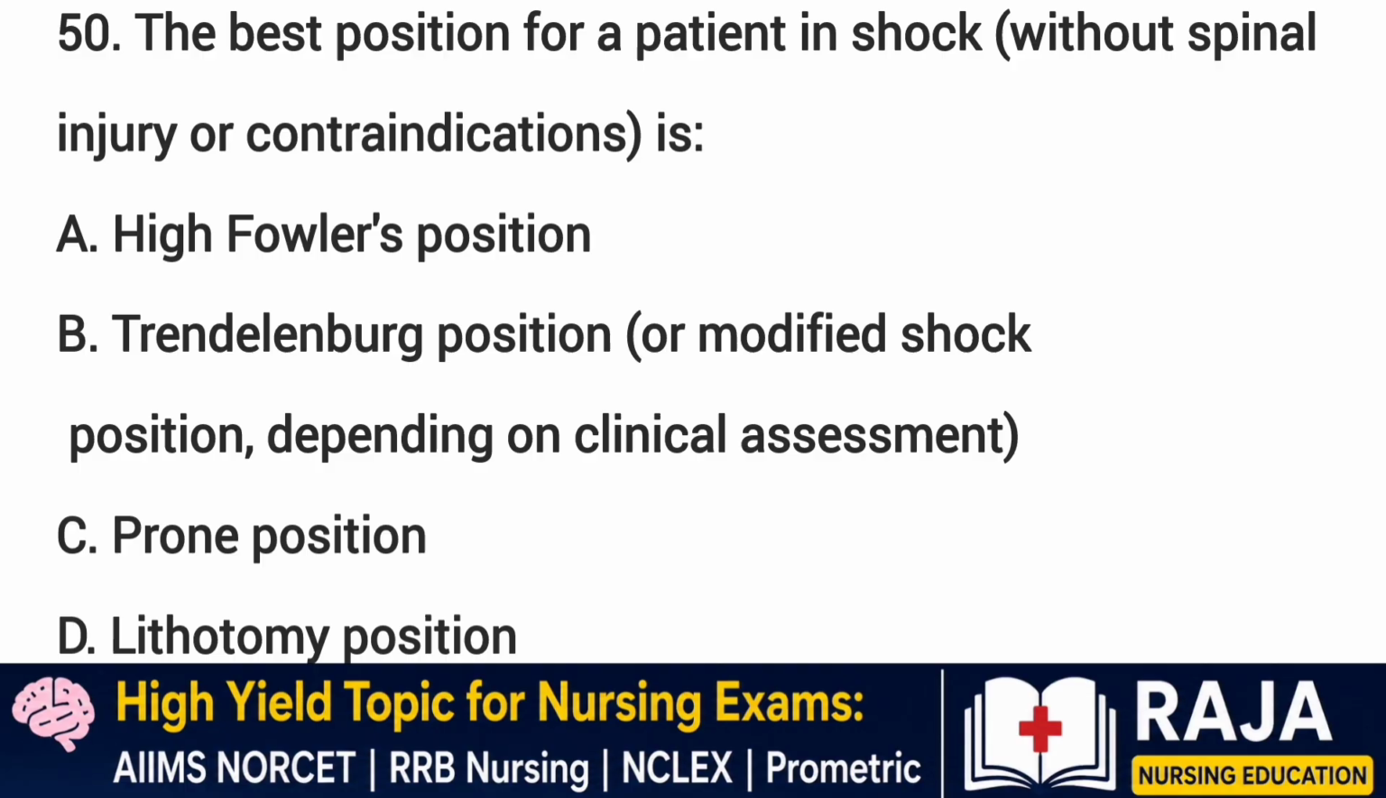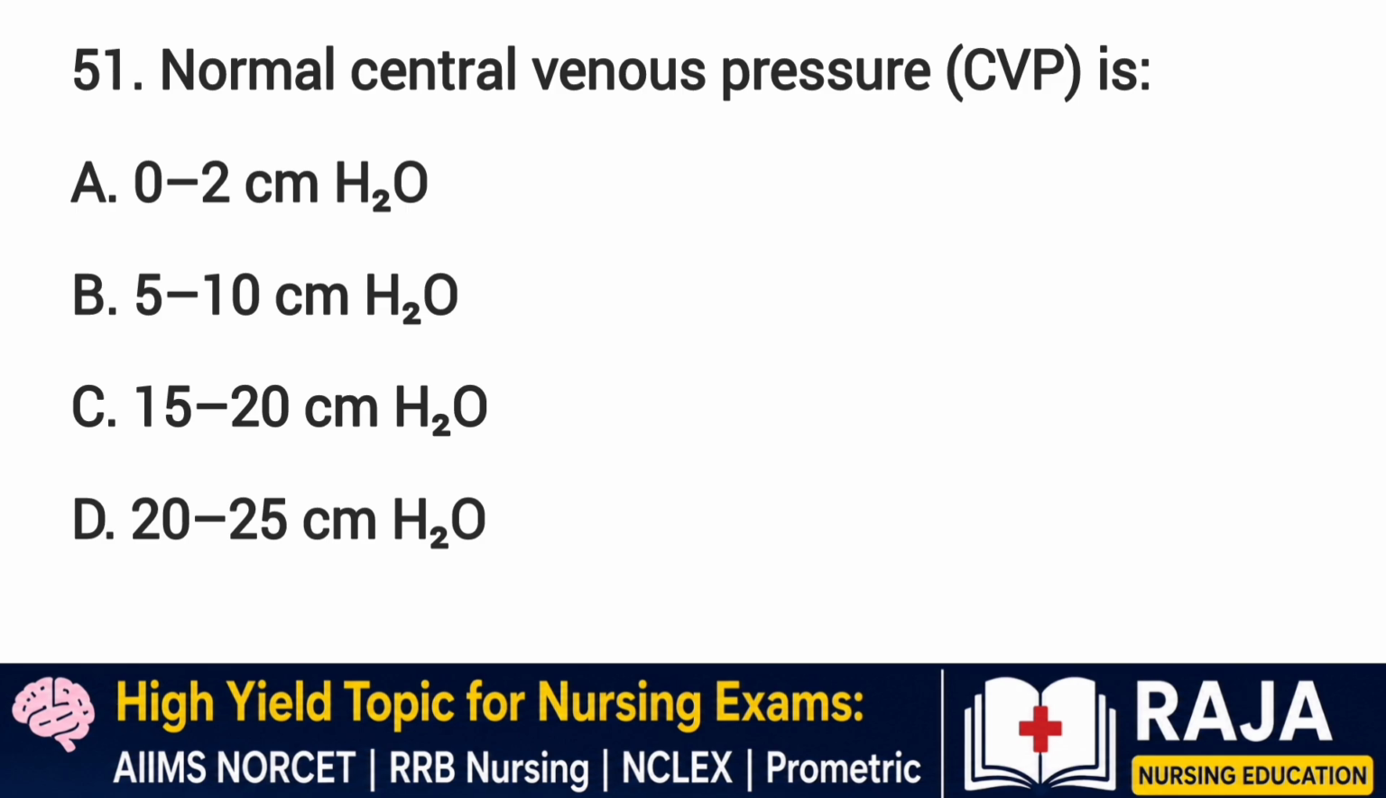The best position for a patient in shock without spinal injury or contraindication is? Trendelenburg position is the most effective position for the patient in shock. Normal central venous pressure is? The option is B. 5 to 10 cm H2O.